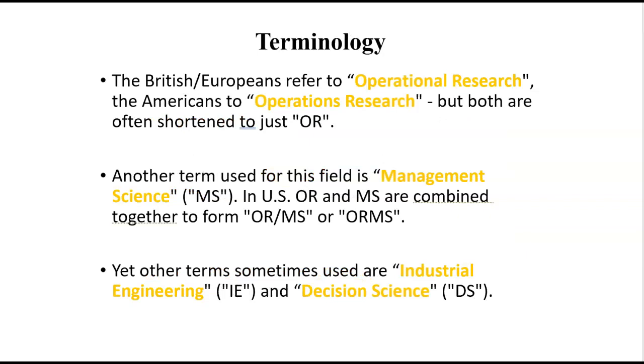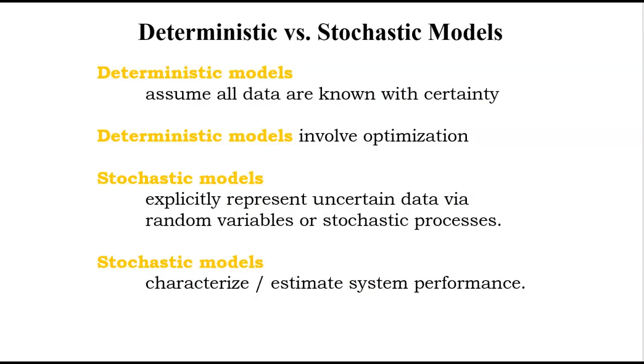And so just to note, the British refer to it as operations research. Americans will use that too, but in America we also use the term management science. This is common, or sometimes you'll see it abbreviated OR/MS. It means the same thing, right? Sometimes you'll even hear it called industrial engineering or decision science. We're going to call it OR in this course, but just know that it can go by other names.